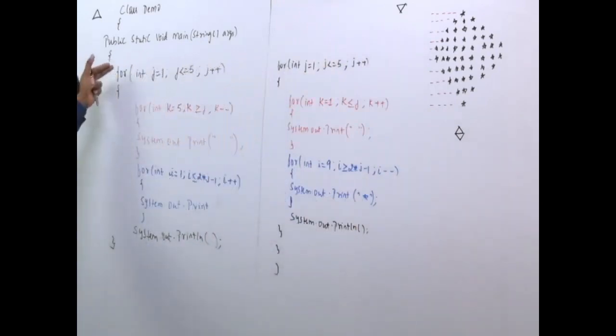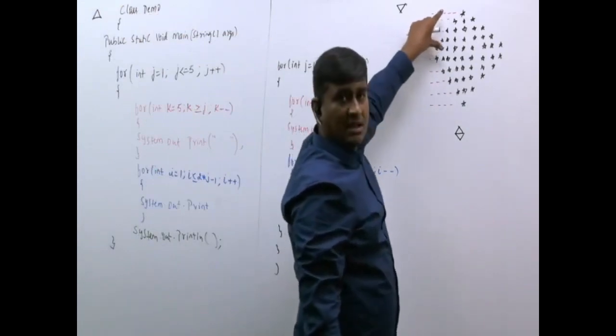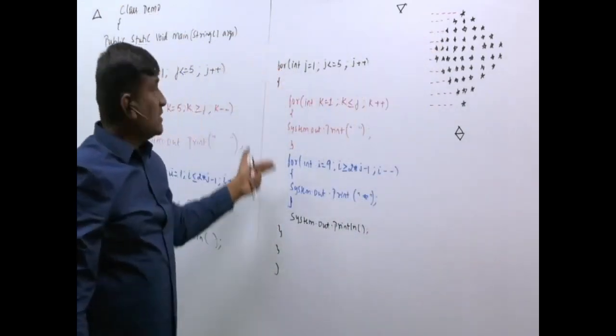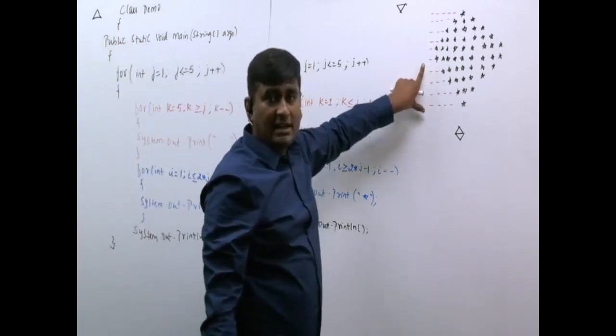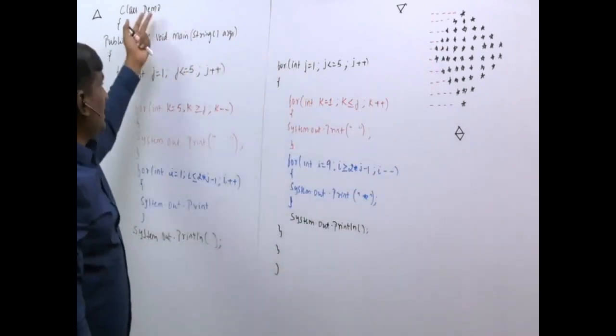So these 3 for loops will give me the upward equilateral triangle, this part. Immediately after this line, I will write these 3 for loops. So these 3 for loops, if I execute, I will get the downward equilateral triangle. And this is the closure of the main method. This is the closure of the class.